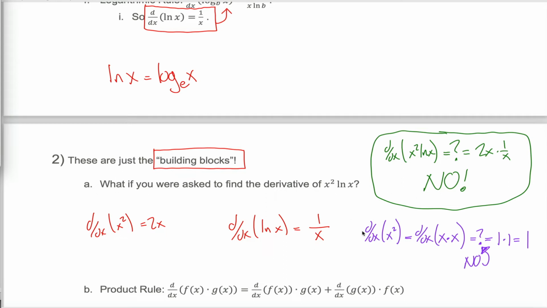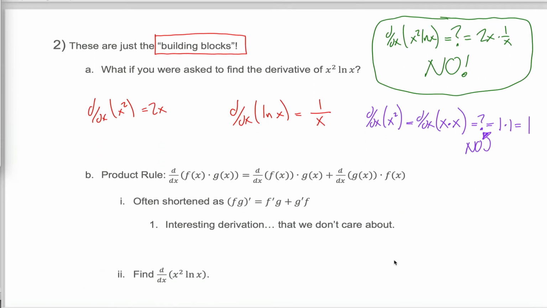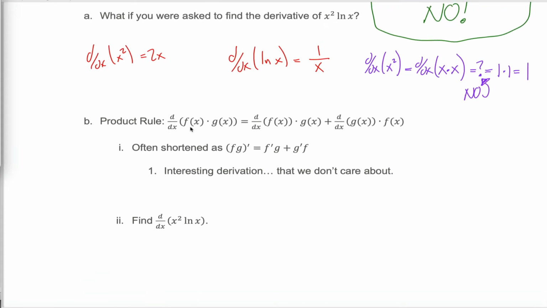I do this a lot. Like I go on these big rants talking about what you should not do. Maybe I shouldn't do that. Maybe I should focus more on what you should do. What should you do? You should use what's called the product rule.